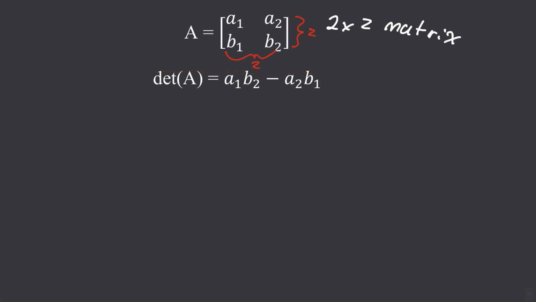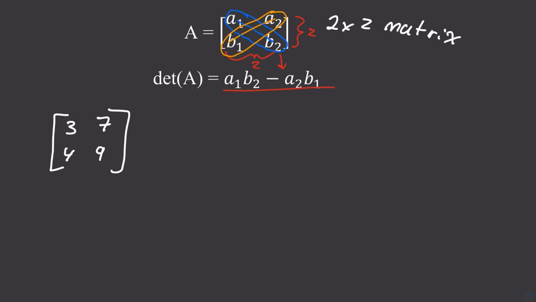The easiest way for me to remember this is if you draw a line here and then draw another line here, you're going to have a1 times b2 minus a2 times b1. And that is what's shown down here in this formula. So let's do a quick example. Let's take the determinant of the matrix 3, 7, 4, 9.